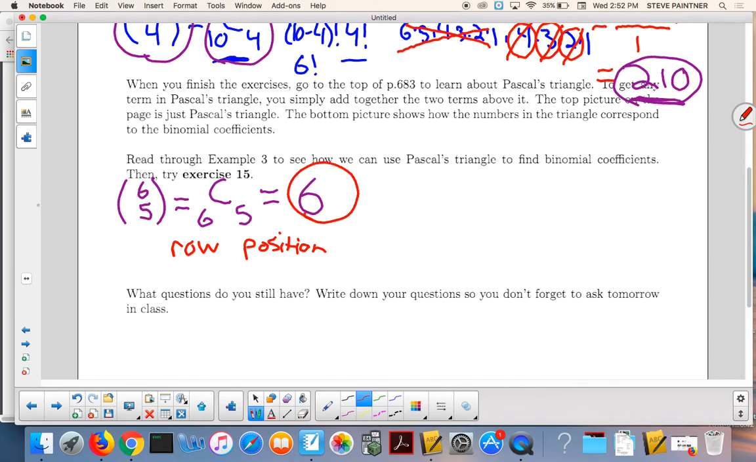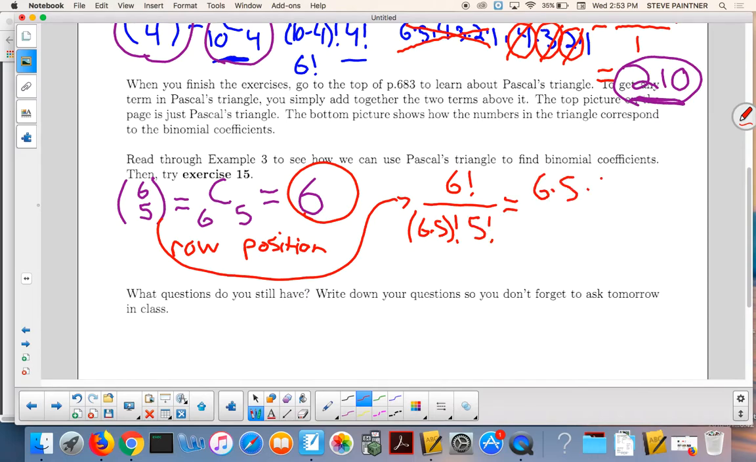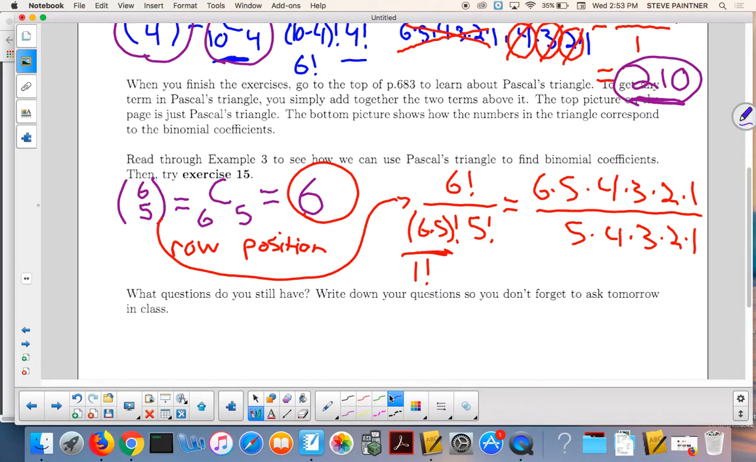If you want to check that this really works, you could compute 6 choose 5 using the formula, and that would be 6 factorial over 6 minus 5 factorial times 5 factorial. If you multiply that out, you get 6 times 5 times 4 times 3 times 2 times 1 all over 1 factorial, which is just 1, so we don't even really need to write that. But 5 factorial is 5 times 4 times 3 times 2 times 1. You can see right away what cancels, all the 5 through 1, and all we're left with is 6. And like we knew, that matches up with Pascal's triangle.